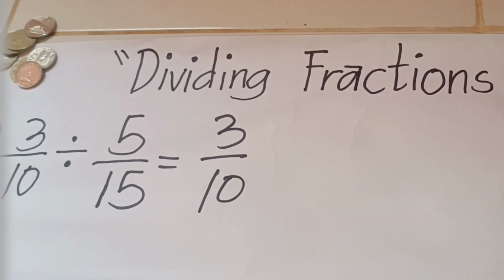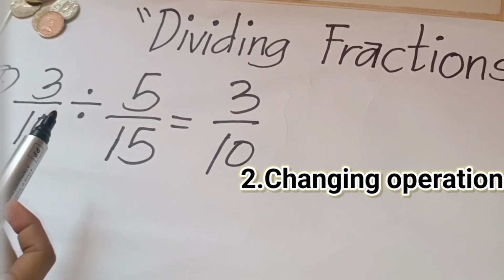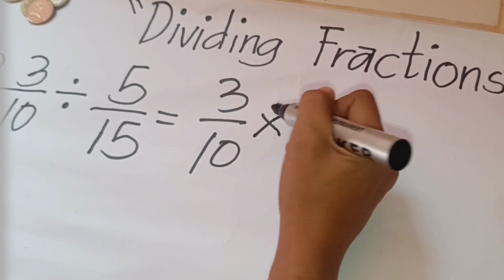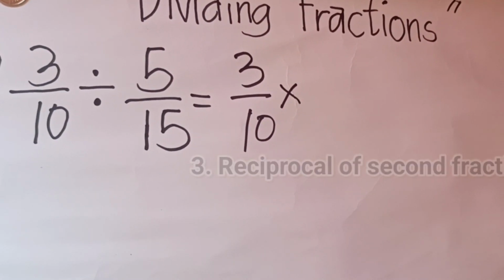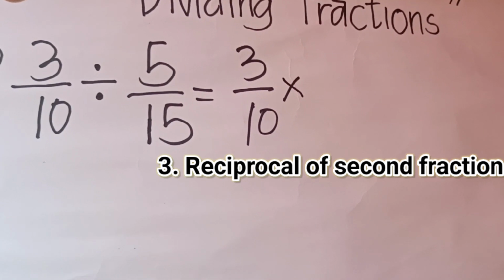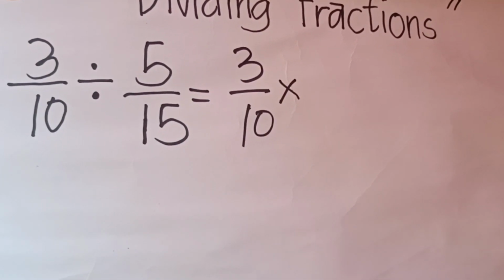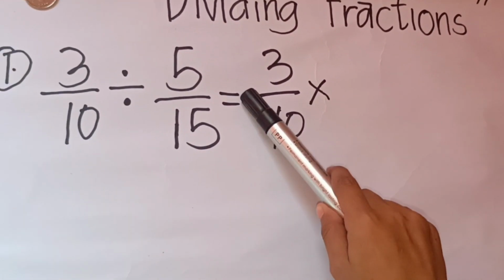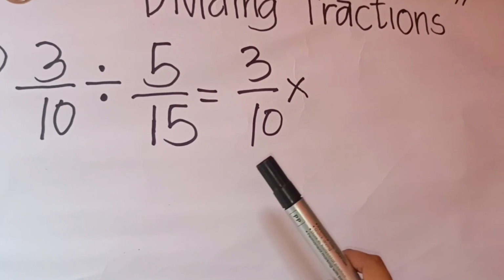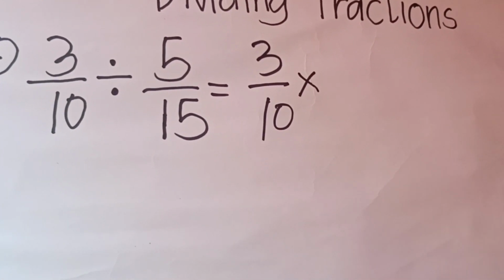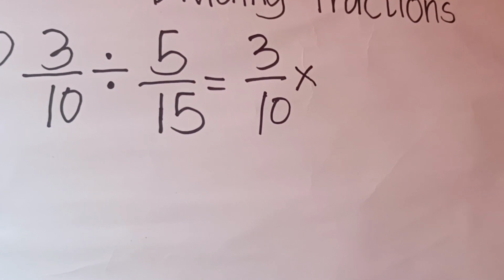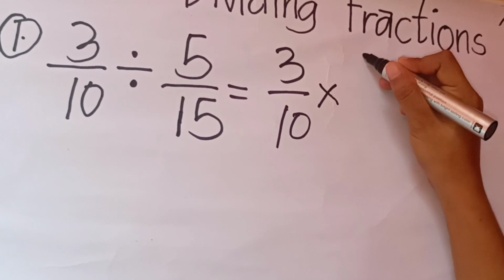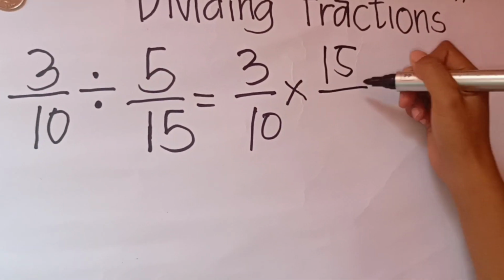The next step is you will change this operation from division to multiplication. What's next is you will get the reciprocal of the second fraction, which is 5 over 15. If we say reciprocal, it means the numerator will become the denominator and the denominator will become the numerator. In simple words, you will flip the fraction, and that is 15 over 5.